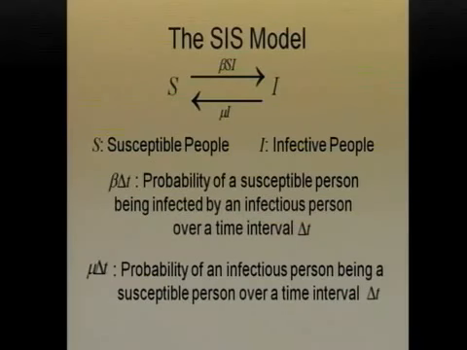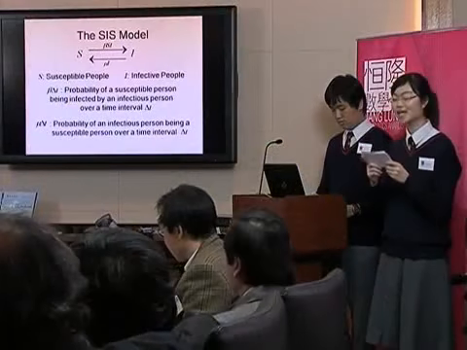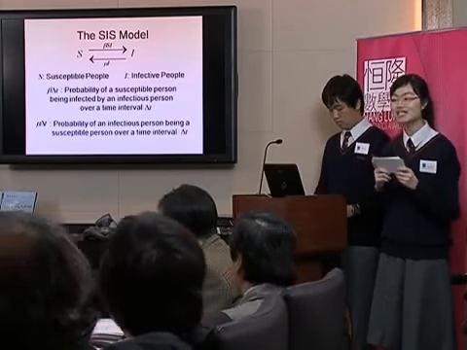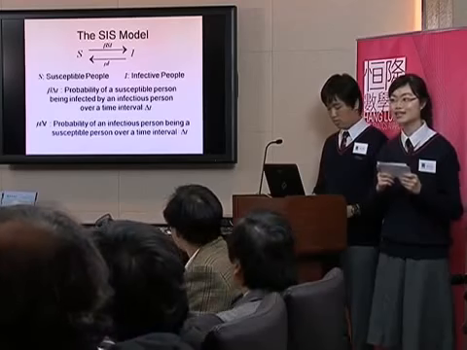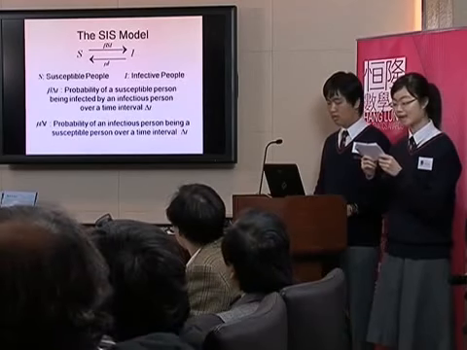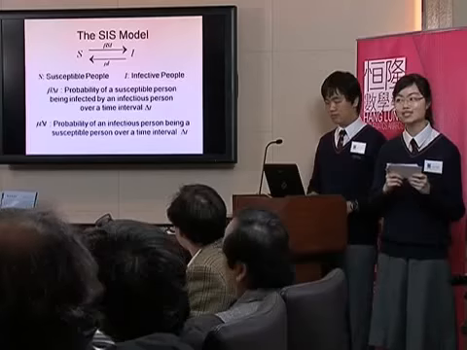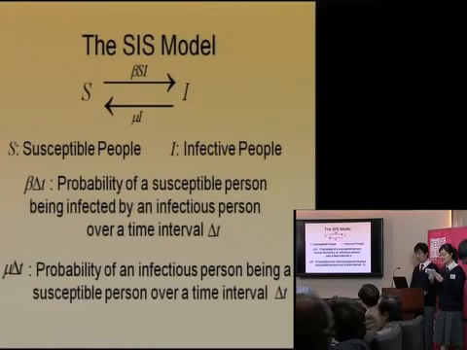Now I'm going to introduce a simple model of an infectious disease, the SIS model. Here we categorize people as susceptible people S and infective people I. We define the arrow as the flow of population from one side to another. The definitions of beta delta T and mu delta T are shown on the PowerPoint.